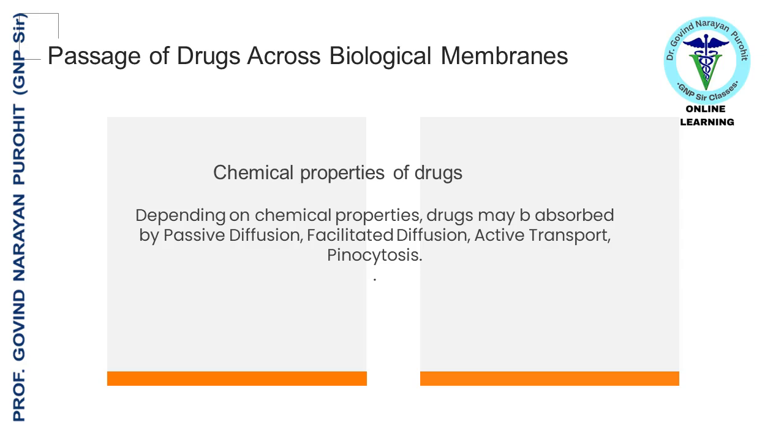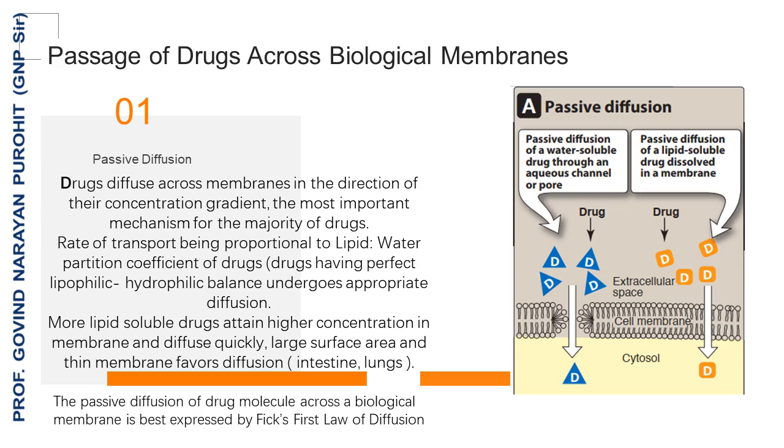Now let's discuss the passage of drugs across the biological membranes. Depending on the chemical properties, drugs may be absorbed by passive diffusion, facilitated diffusion, active transport, and pinocytosis. First, let's talk about passive diffusion. Drugs diffuse across membranes in the direction of their concentration gradient, the most important mechanism for the majority of drugs, rate of transport being proportional to lipid water partition coefficient of drugs.